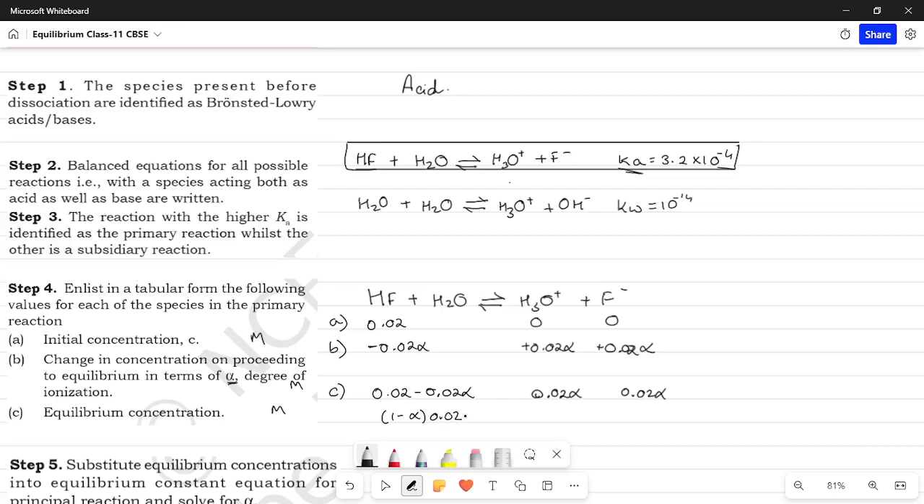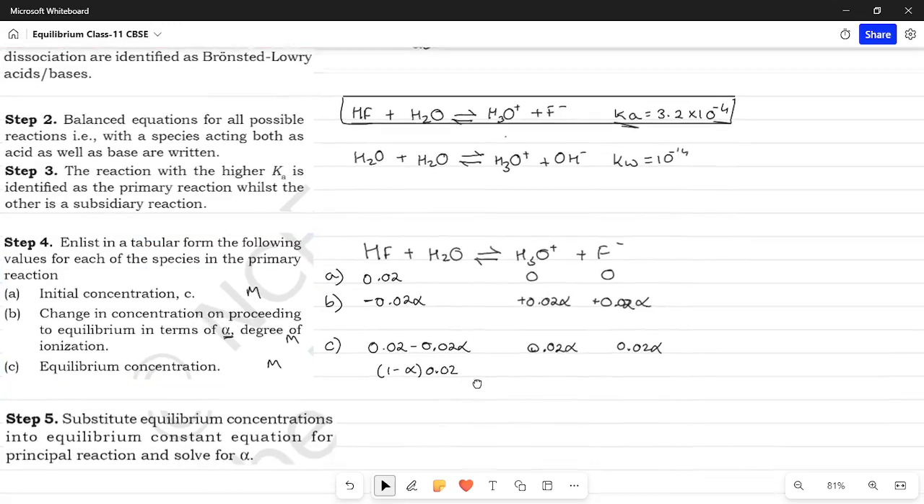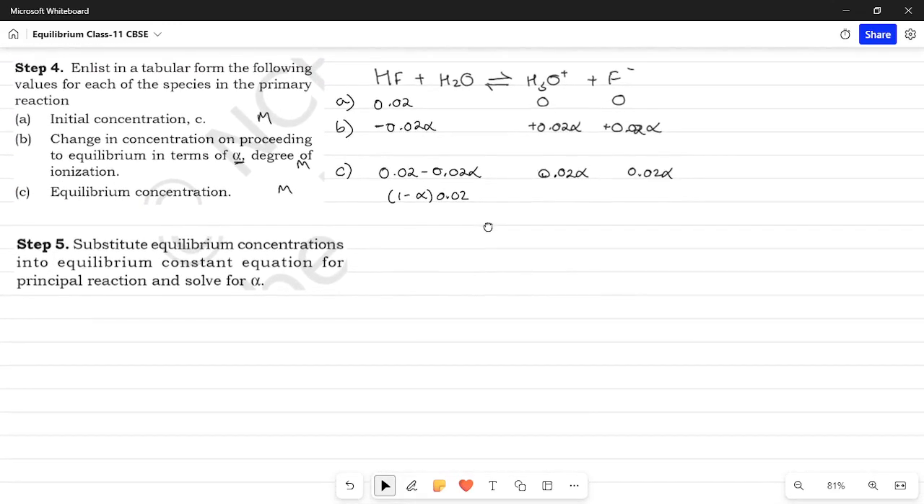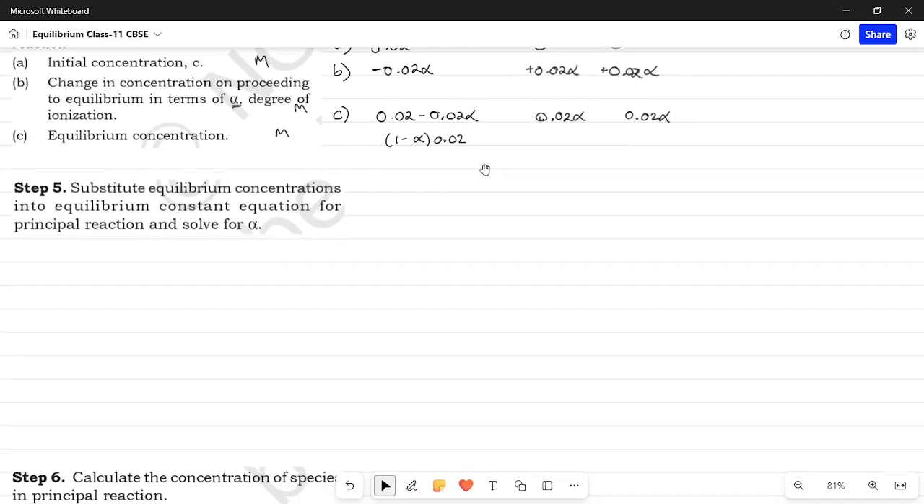This is somewhat similar to what we got when we were talking about the ionization of weak acids. Okay, so that's what we have. We have a tabular form with the following given. Next thing is where it gets a little interesting. So we need to substitute the equilibrium concentrations into the equilibrium constant equation for the principal reaction, and then we solve for alpha. So basically what this means is Ka for this equation is equal to concentration of H3O plus into concentration of F minus divided by concentration of HF.